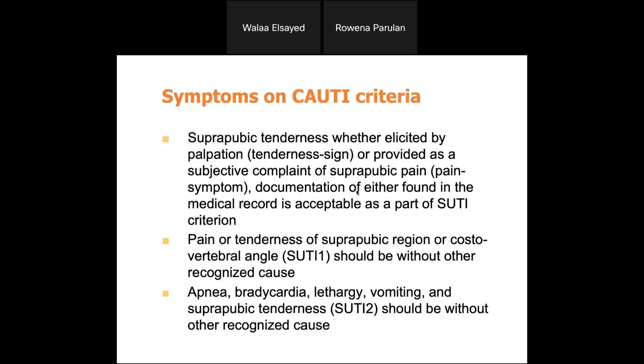Apnea, bradycardia, lethargy, vomiting, and suprapubic tenderness should be without any recognized cause in patients who are less than 1 year of age. As we know, apnea and bradycardia are classified for patients less than 1 year old. Lethargy, vomiting, and suprapubic tenderness should all be clearly documented, first of all. Secondly, all the other causes which may cause these symptoms are to be excluded before labeling them as one of the criteria of the CAUTI.